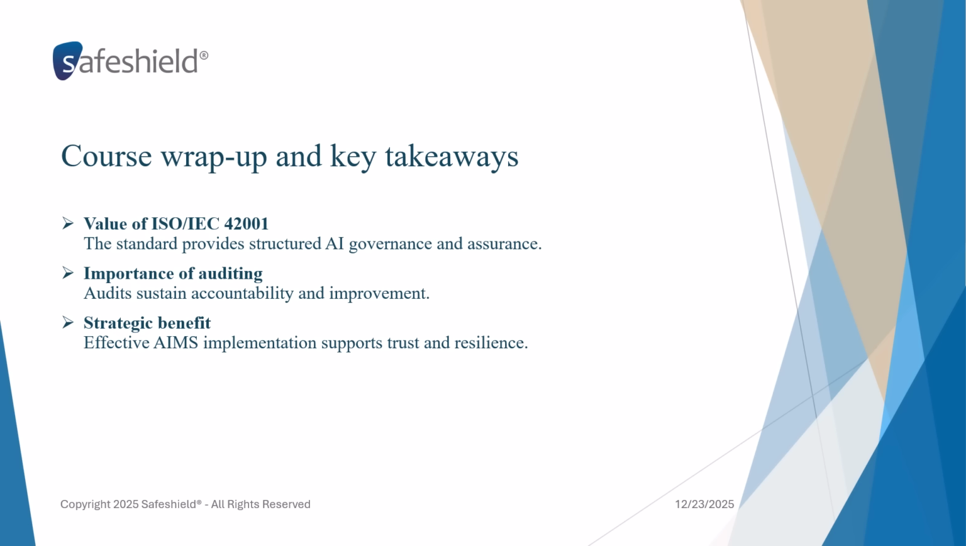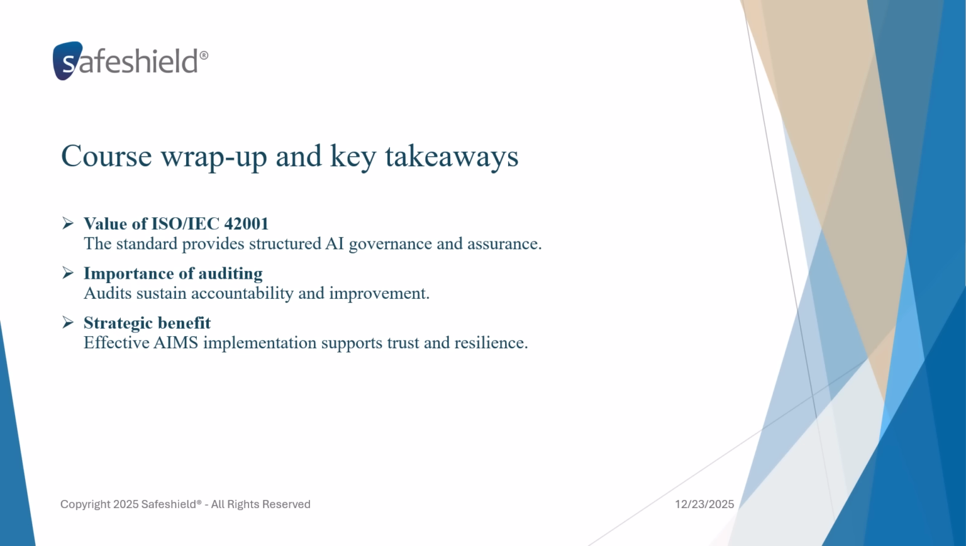A key takeaway from this course is that effective AI governance is a management responsibility. Technical controls alone are insufficient to address the risks associated with AI systems. Governance requires clear roles, documented decision-making, lifecycle traceability, and continuous oversight supported by competent personnel. ISO 42001 embeds these requirements into a management system that aligns AI activities with business objectives and stakeholder expectations.